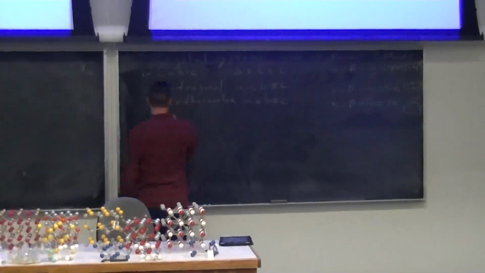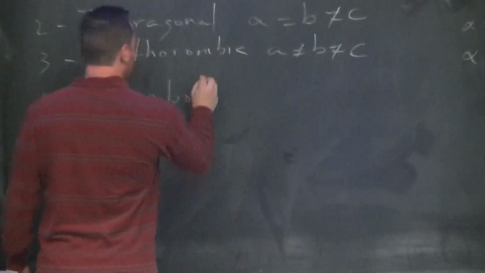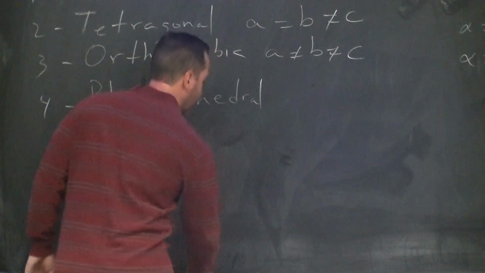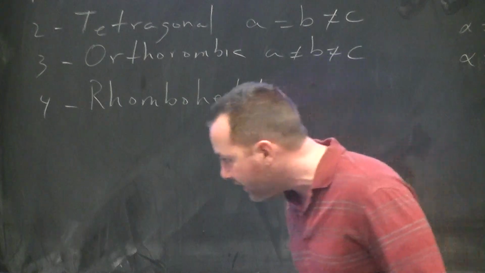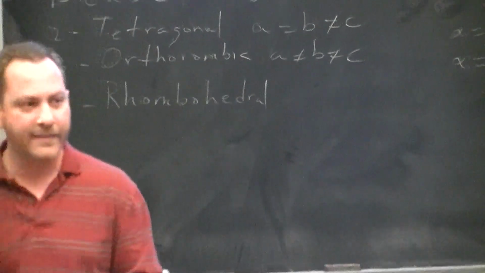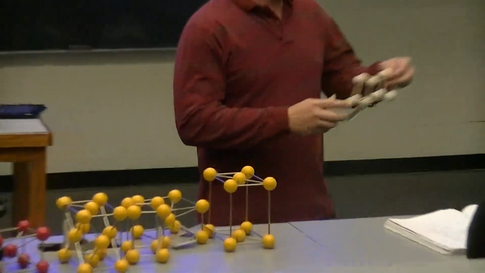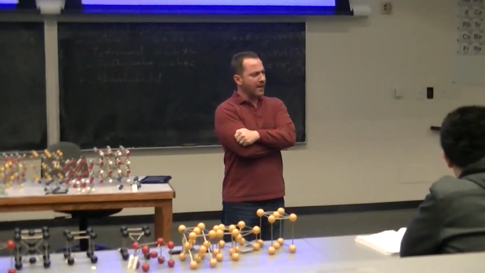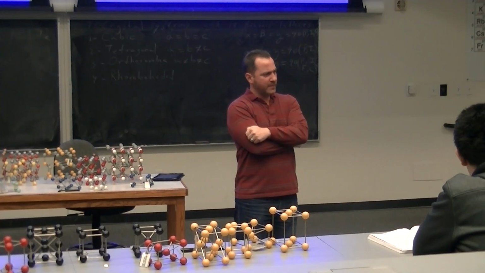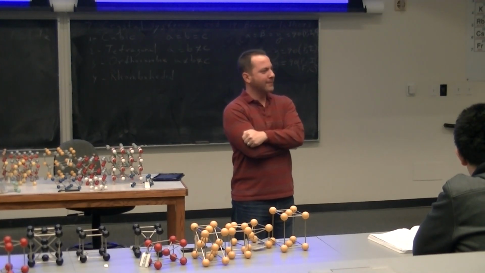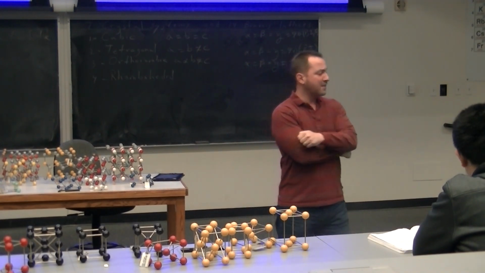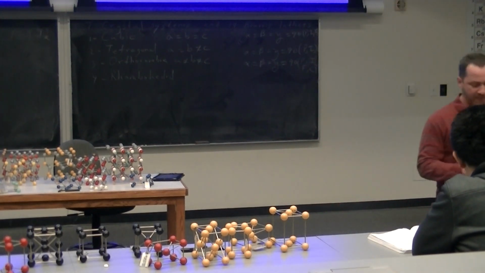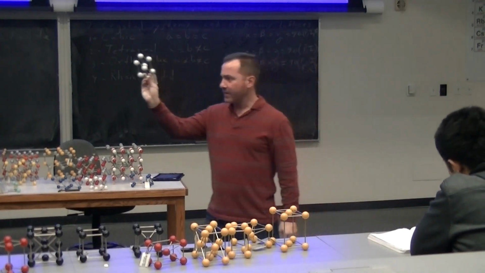Number four will be the rhombohedron. The rhombohedron is nice as well. Let me see if I find it fast. Here it is. What can you tell me about the angles? At least they are not 90, right? What can you tell me about the sides? The sides are all the same. Actually, can you see the sides? They have exactly the same length.